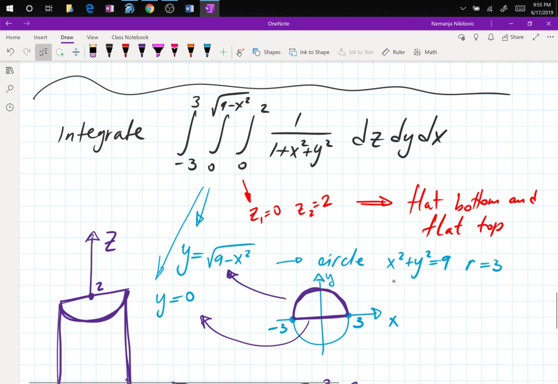Yes? How did you get the orientation of the half circle? Is it that y equals root equation? Yes. Okay.